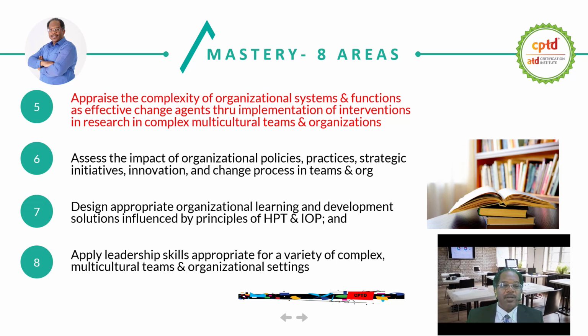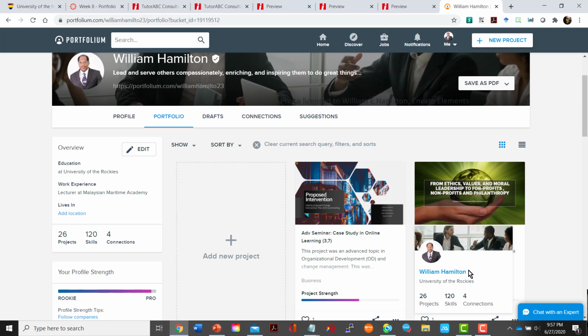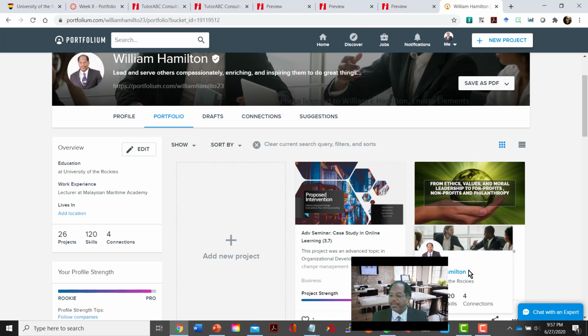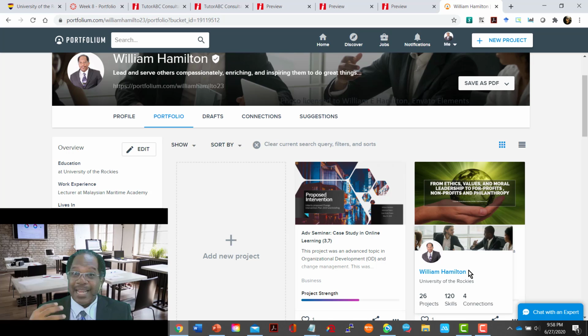Program learning outcome number 5: appraise the complexity of organizational systems and functions as effective change agents through the implementation of interventions and research in complex multicultural team organizations. Okay, so for this one, it's complex. For this one, I have the philosophy of leadership because leadership is what does it. And I talk about global leadership imperative as well. And I also have a sample that's outside the Ashford one that talks about G Suite, my own organization.